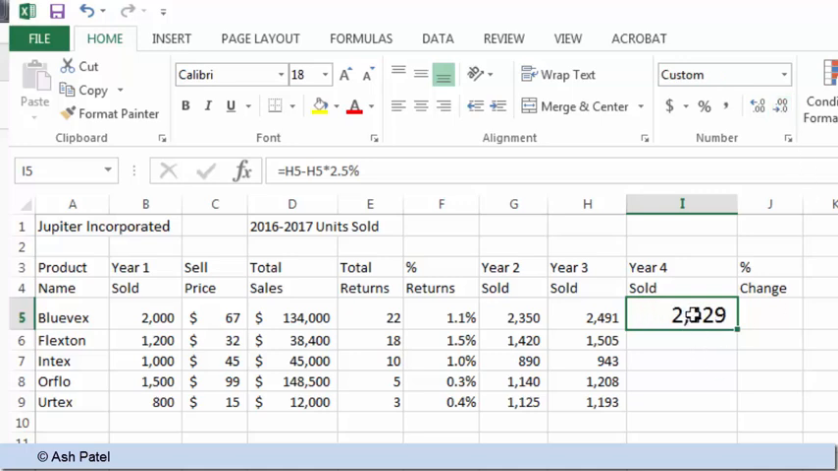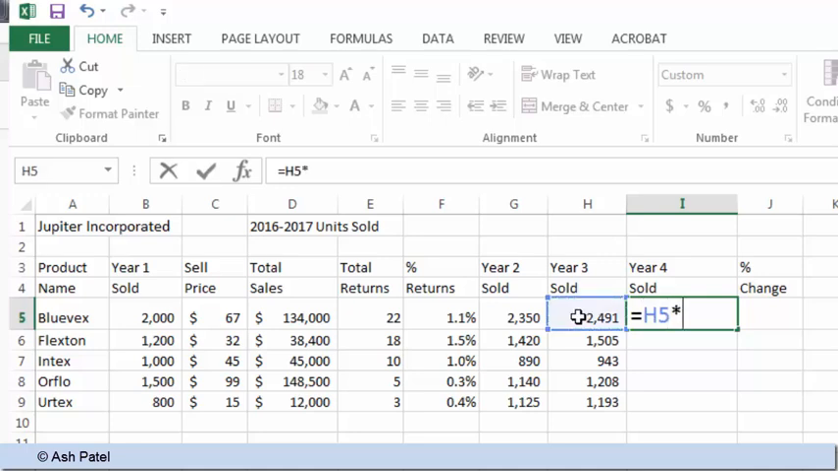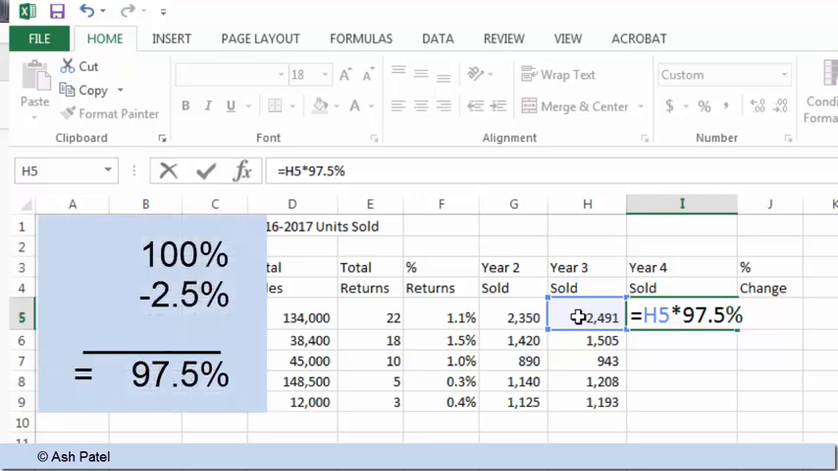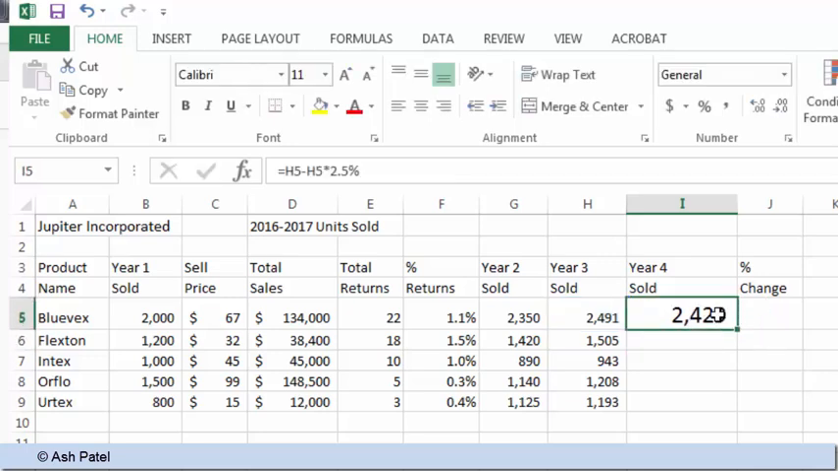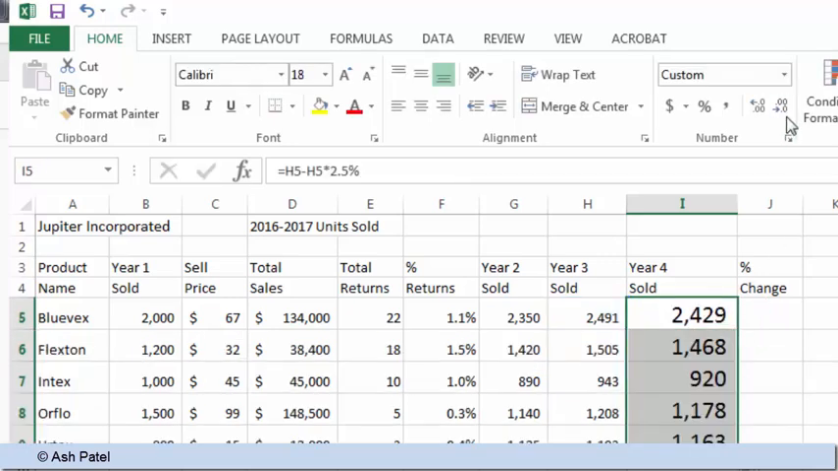2429. The other way to do it is simply to say, okay, last year, and times it by 97.5%. So think about it. 100% minus 2.5% is 97.5, right? So next year we're only going to make 97.5%. I'm just going to put it back the way we had it before, right? Times 2.5%. So it's last year minus 2.5% of last year. And let's copy that down. Okay? So you want to do a little bit of practice on that as well.